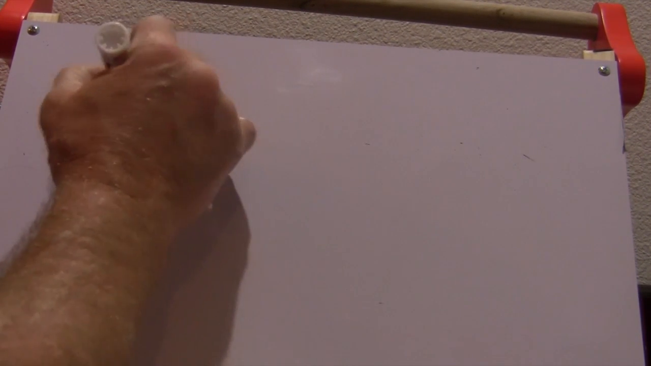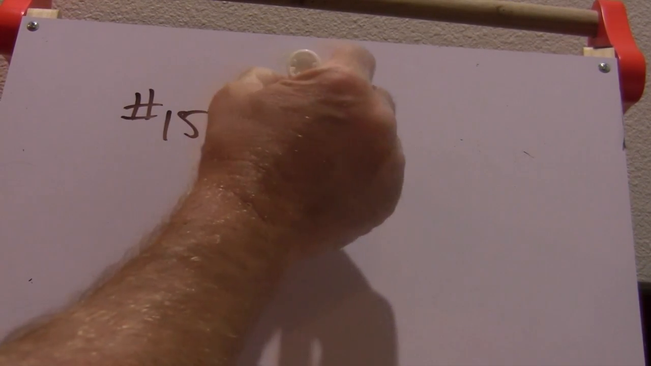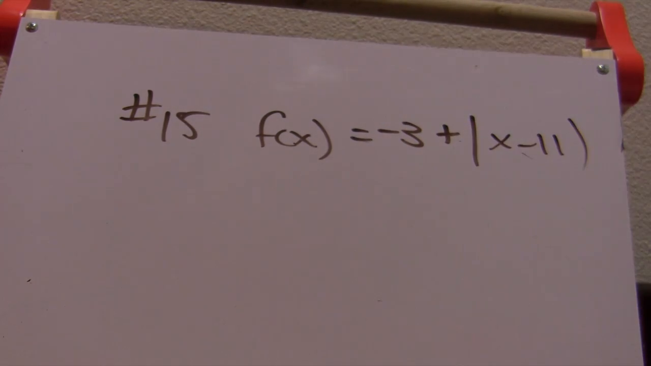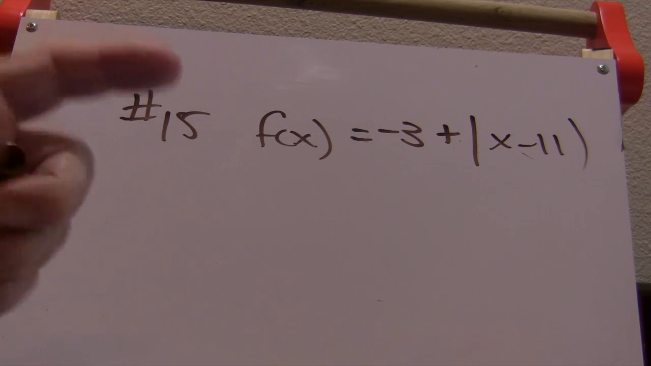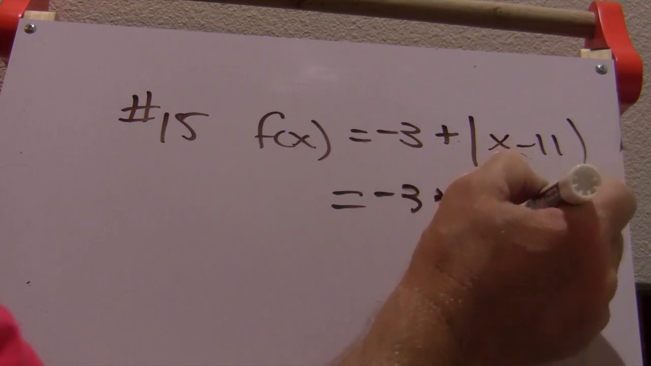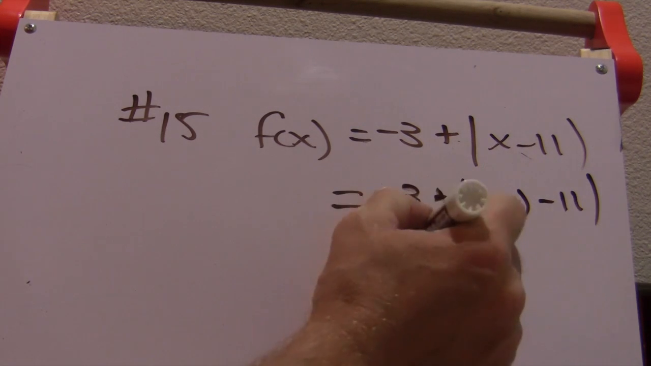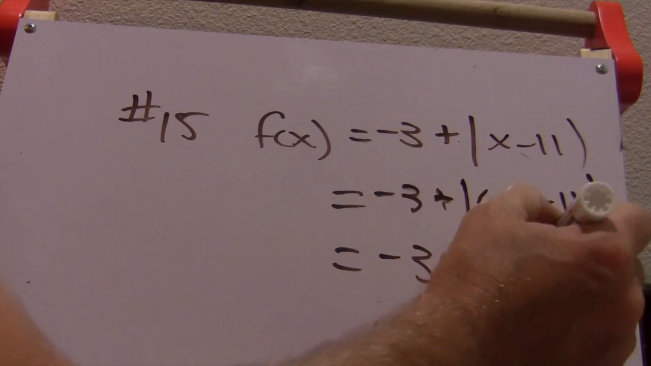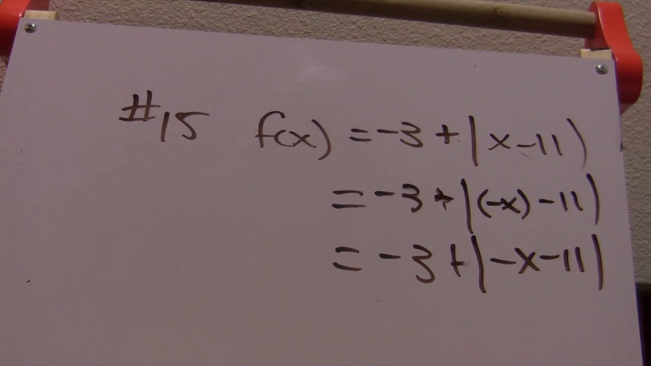Okay, number 15. Number 15 says write a function g whose graph represents a reflection in the y-axis of the graph of f of x. So our starting function is, again, we always start with our starting function, negative 3 plus the absolute value of x minus 11. That's our starting function. And we're going to reflect that in the y-axis. So again, y-axis is reflecting left to right. So now that means it's horizontal. So remember, horizontal just affects the x. So I put parentheses. And then I simplify. So the part outside stays the same. And so this would be negative 3 plus the absolute value of negative x minus 11. Okay? So that's 15.